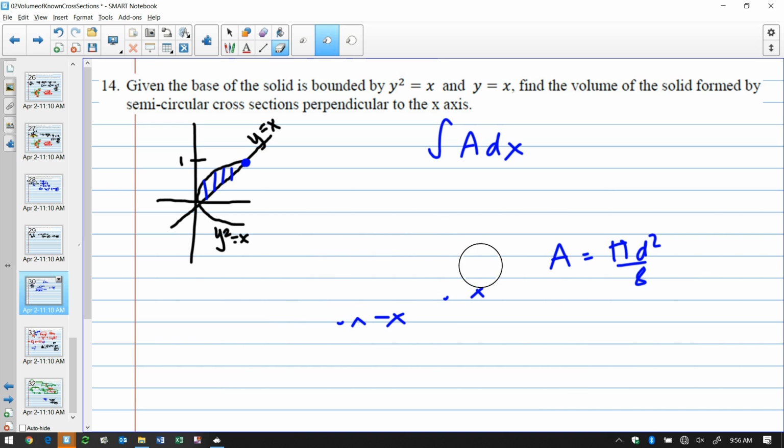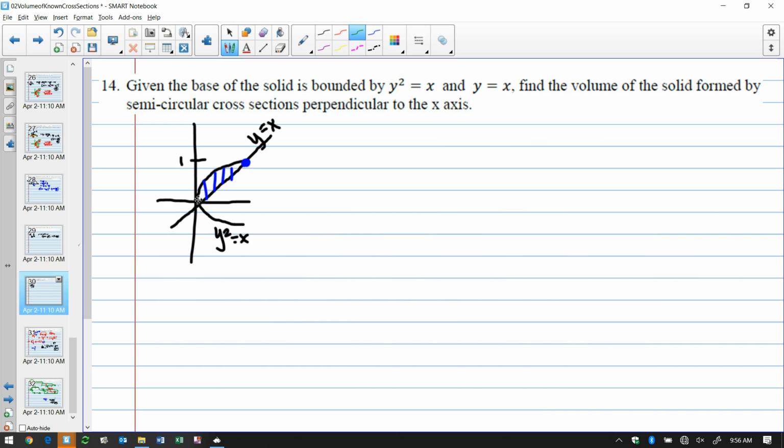There's 14. All right, your picture should look something like this, and this is your shaded region. Your shaded region is right here.